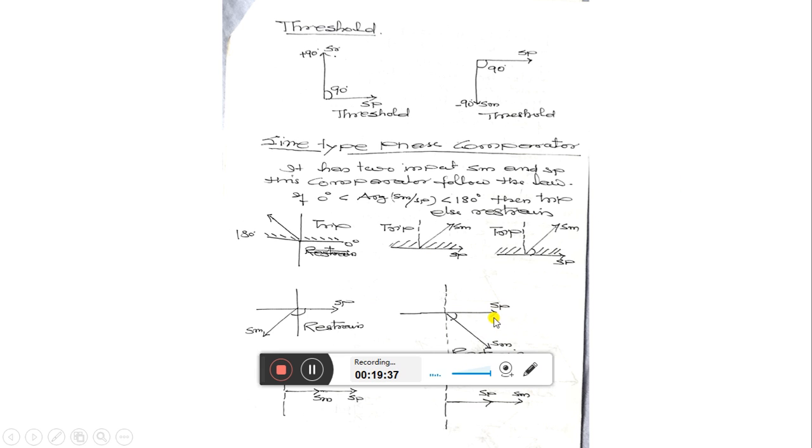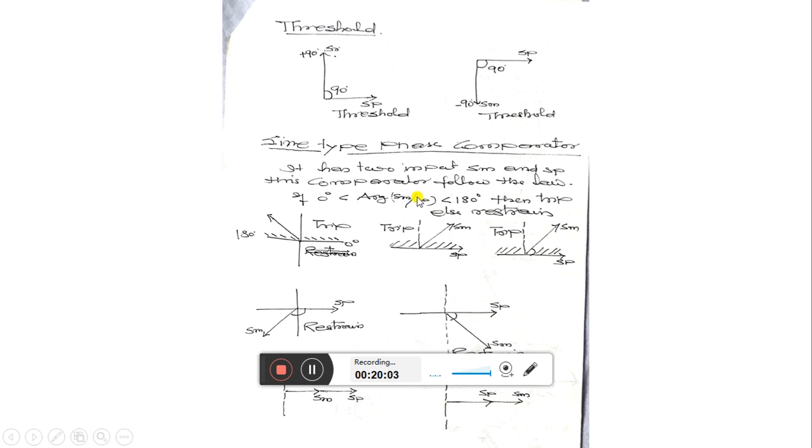So what we see is that in both of these conditions we have a restrain command, and in this position we have a trip command. Here there may be an overlapping situation, where both SM and SP are just overlapping each other. So this will be the threshold condition. This is called the threshold condition.